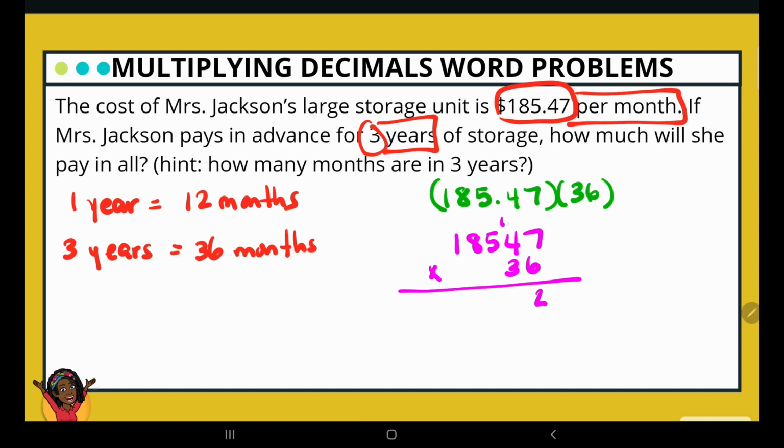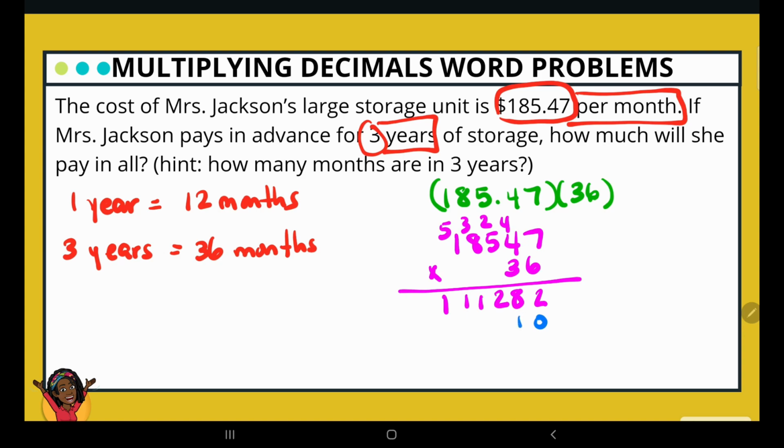6 times 7 is 42. 6 times 4 is 24 plus 4 is 28. 6 times 5 is 30 plus 2 is 32. 6 times 8 is 48 plus 3 is 51. 6 times 1 is 6 plus 5 is 11. I'm going to go ahead and drop in our placeholder.